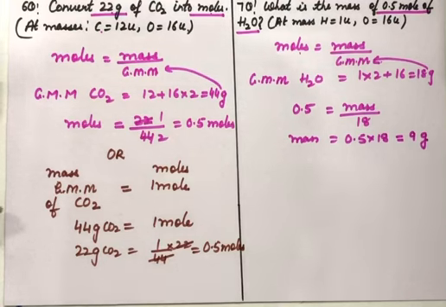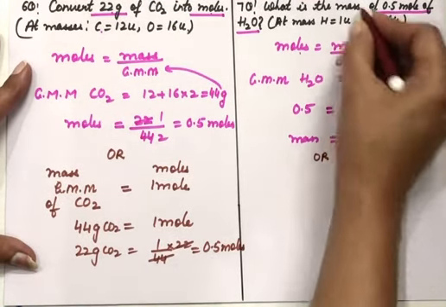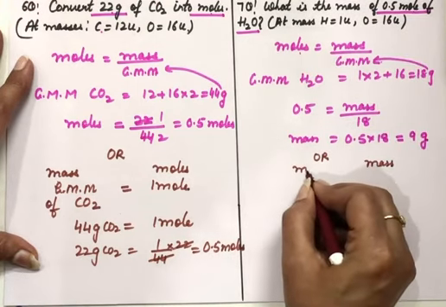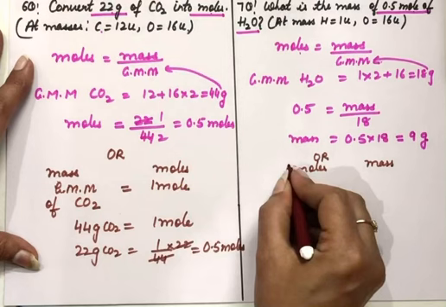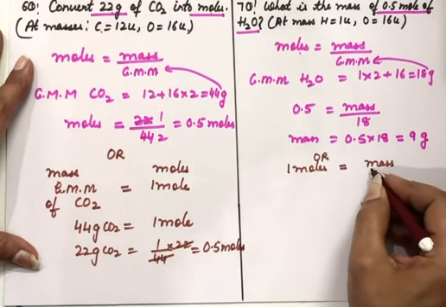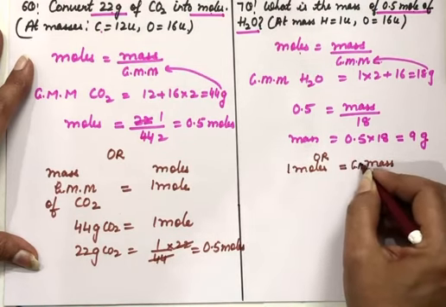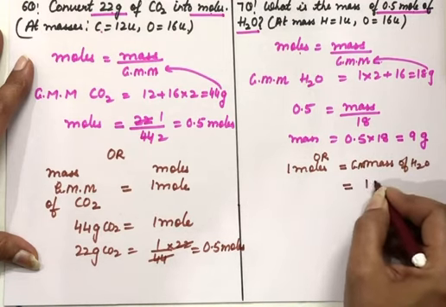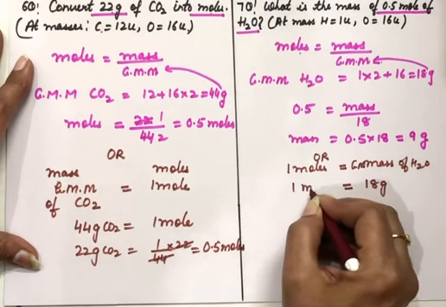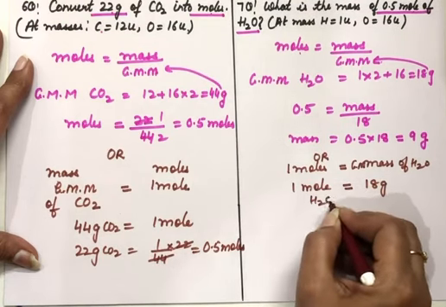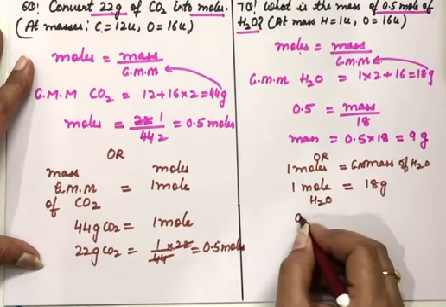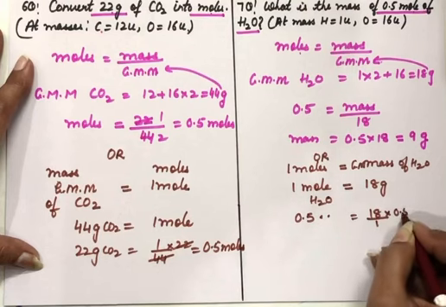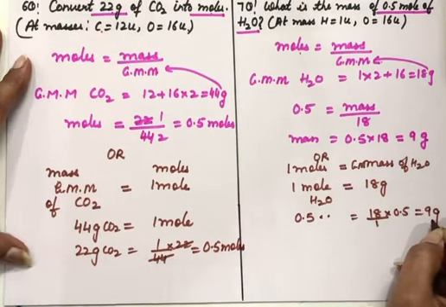And in the unitary method, now mass we have to find out, so mass will come here, and moles are given, so moles will be here. So it will be opposite to this. 1 mole is equal to which mass? That is equal to gram molecular mass of water, and gram molecular mass of water is 18 grams. So we know 1 mole water is equal to 18 gram, and the question is, in 0.5 mole of water, how many grams are there? So this will come out to be equal to 9 grams.